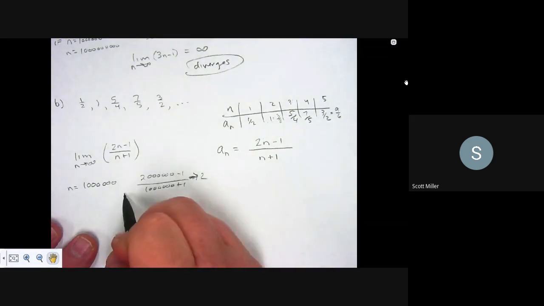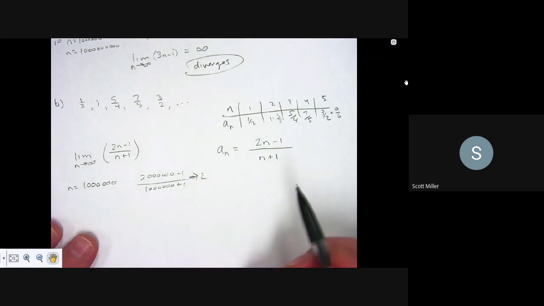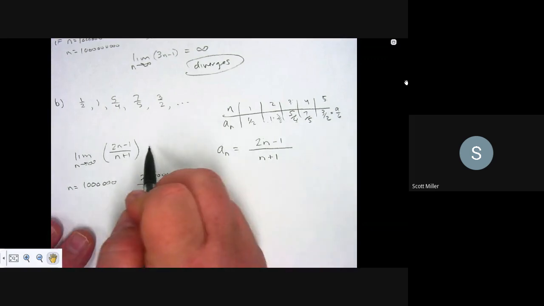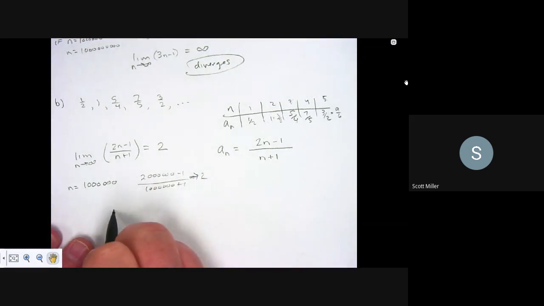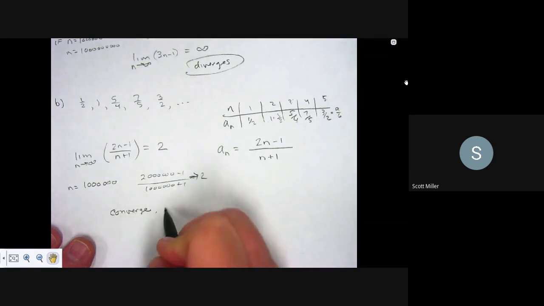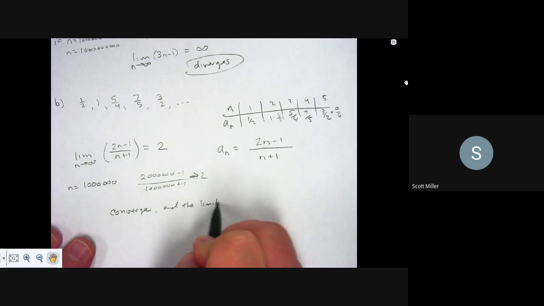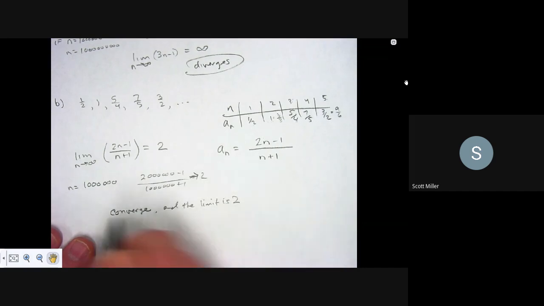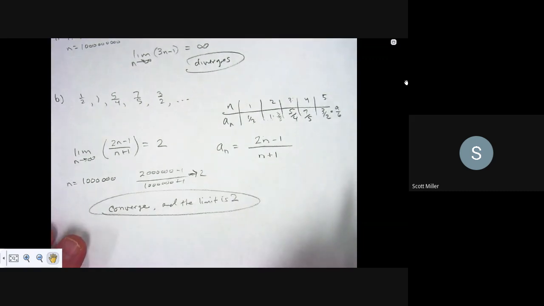2 million divided by 1 million is 2. 2 trillion divided by 1 trillion is 2. See how it's getting to the same number? So we say that this thing equals 2. And so this sequence will converge and the limit is 2. And so that's how that works.